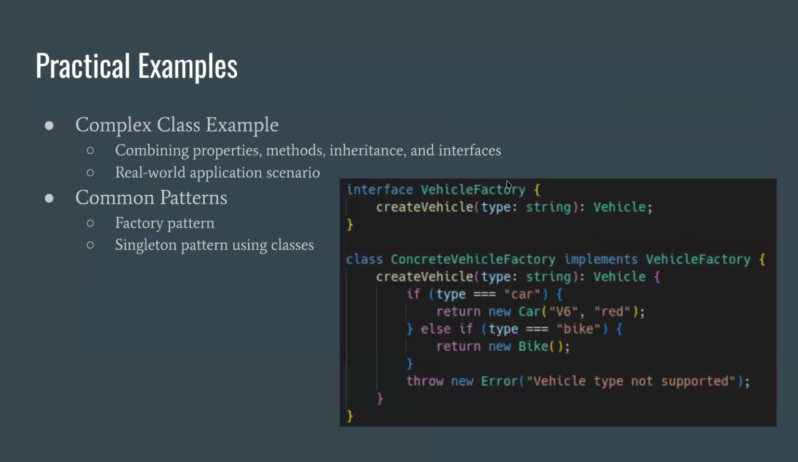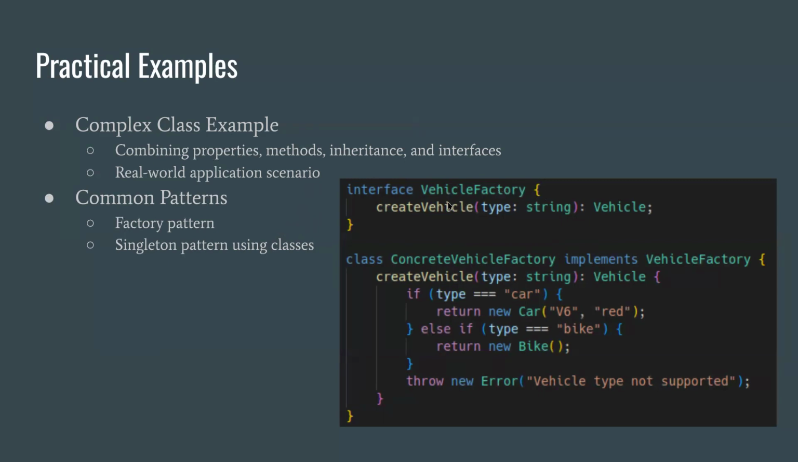Practical examples. So we can look at an example here of seeing how classes and interfaces are used together. For instance, the factory pattern can be implemented using classes to create a flexible system where objects can be created at runtime depending on the need. And similarly, the singleton pattern makes sure that a class has only one instance.